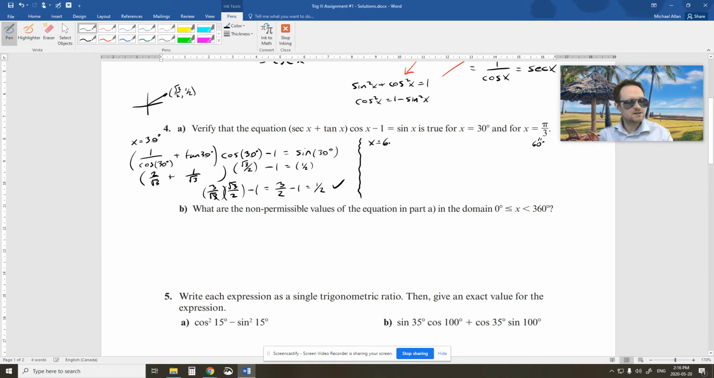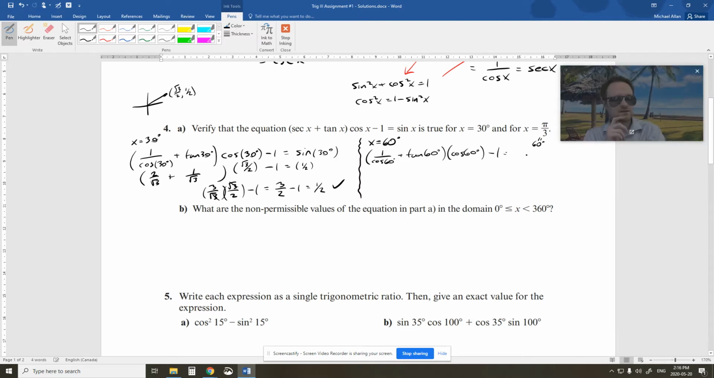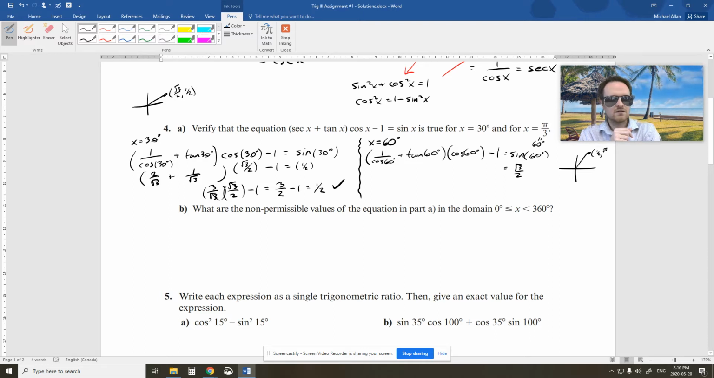Let's see what happens when I put 60 degrees in there, or pi over 3, however you want to write it. So we've got 1 over cos 60 plus tan 60 times cos 60 minus 1 is equal to sine 60. Sine 60 is root 3 over 2, and that's just from the unit circle. You can draw that out over here if you want to, say 60 degrees. This point now is going to be 1 half and root 3 over 2.